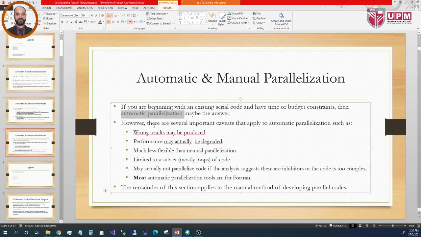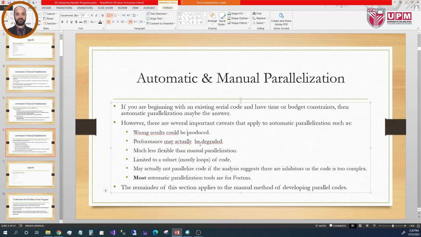However, there are several important caveats that apply to automatic parallelization, such as wrong results could be produced.